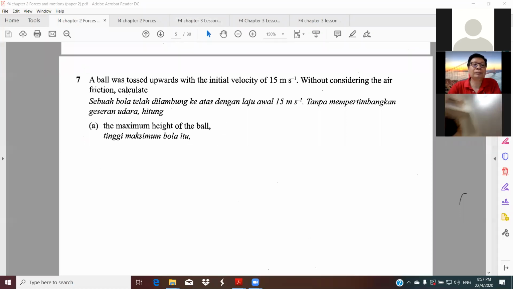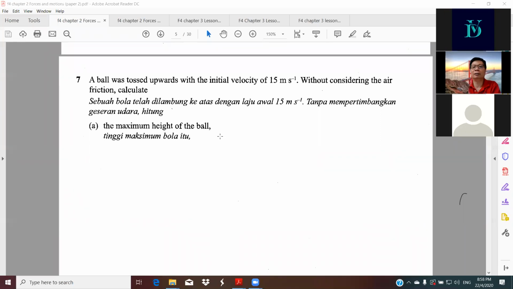Okay, number 7. The ball was tossed upward with initial velocity 15. Throw the ball up at 15 without considering the air friction. Calculate the maximum height. How high can the ball go up? So how to find it? The moment you toss the ball, the velocity is 15, and it goes up until the maximum. How high can it go? Let's see the answer now.